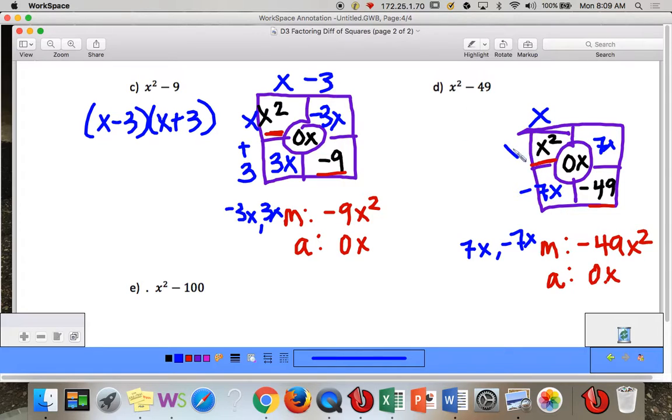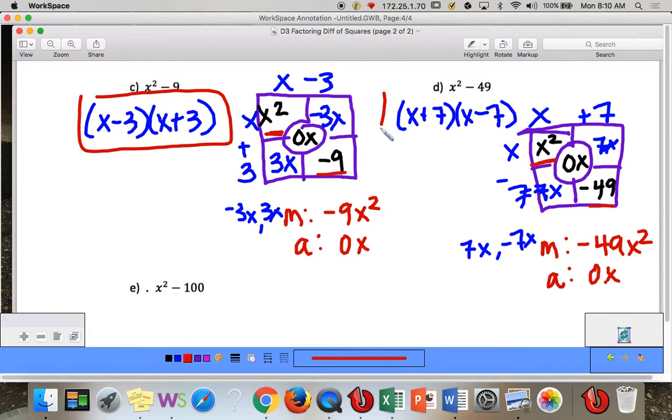So then what multiplies to x squared? x and x. x times what gives you 7x? That would be plus 7. x times what gives you negative 7x? That would be minus 7. And so this factors into x plus 7, x minus 7. So start looking for a pattern here. I'm going to put a box around our answers.